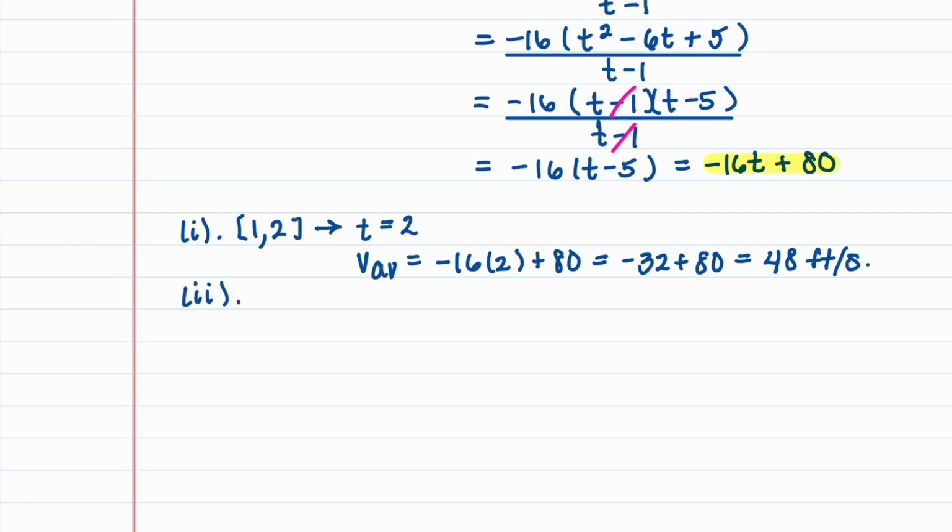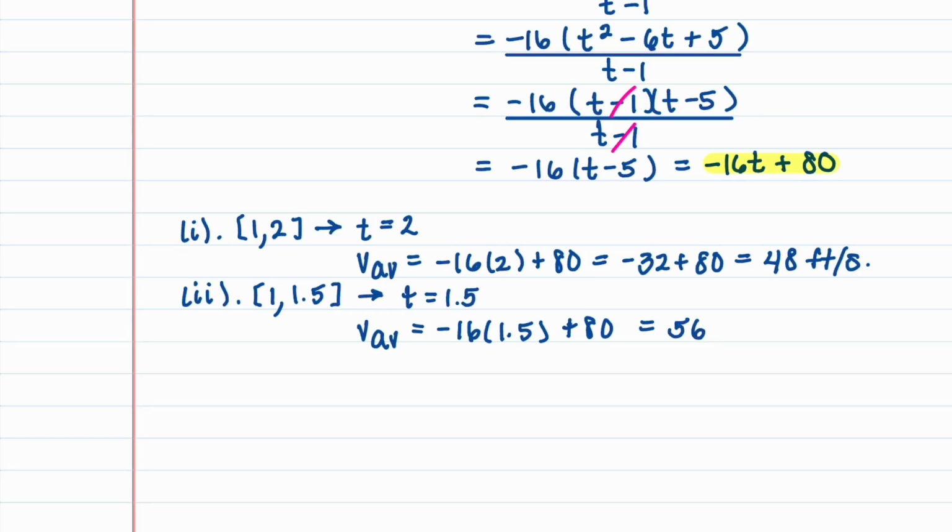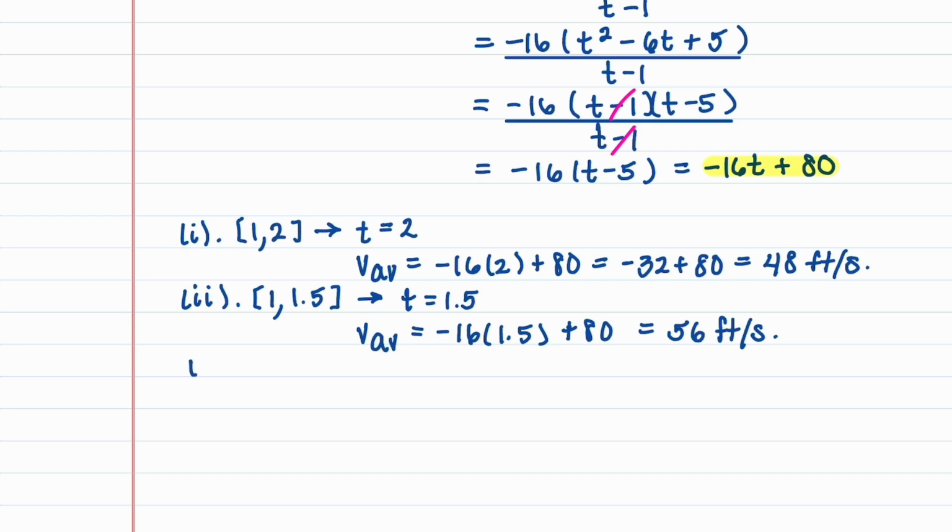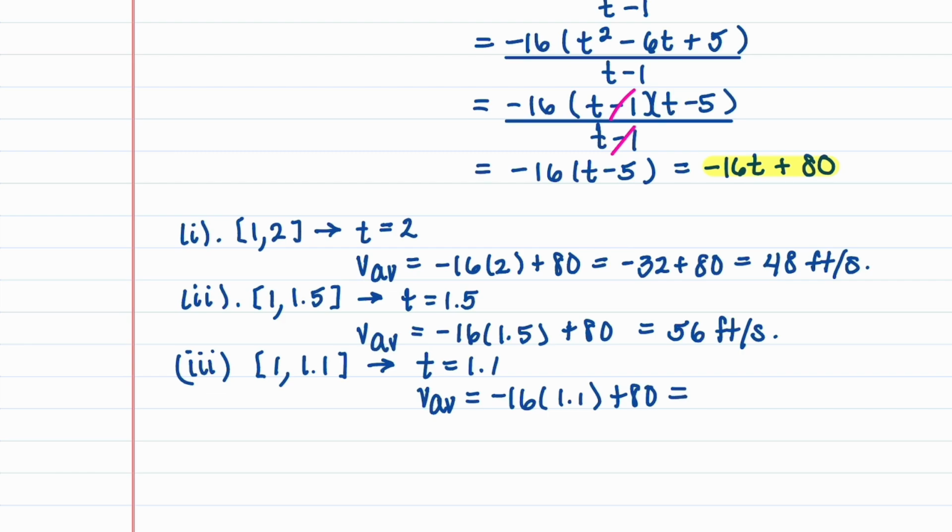Now let's look at our second interval. It goes from 1 to 1.5. So t is 1.5. Our average velocity is then minus 16 times 1.5 plus 80. You can throw that into your calculator, and you would get a value of 56 feet per second. Let's now look at our third interval. It goes from 1 to 1.1. We're going to do the same thing. T is equal to 1.1. Our average velocity is then minus 16 times 1.1 plus 80. And this gives us an answer of 62.4 feet per second.